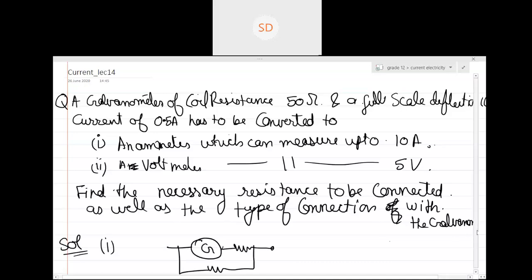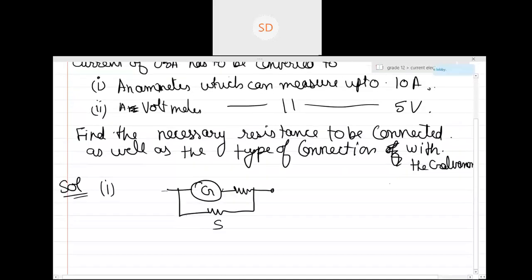Let's say the shunt resistance is S. You don't need to memorize the formula. It's not necessary to memorize the formula. You can just derive it. It's easy. So we know this particular thing. If a current Ia will be flowing through the ammeter, then Ig current should go in the galvanometer, and the remaining current should go in the shunt resistance. You should be able to determine this shunt resistance whenever you want to convert a galvanometer to an ammeter.